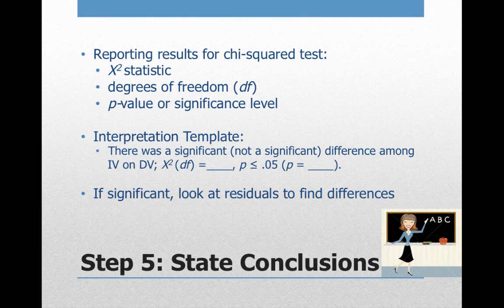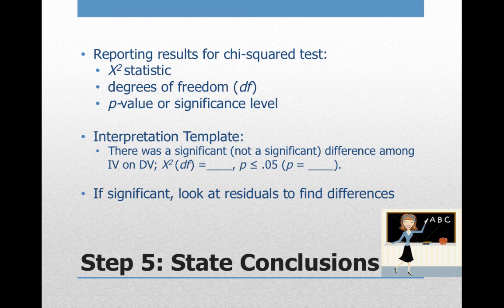So let's take a look at how we would end up stating our conclusions. Whenever we're reporting our results for a chi-square test, we're always reporting your chi-square test statistic, your degrees of freedom, and our p-value, if we know the p-value. Where do we get our p-value? If we do know it, from SPSS. Or if we don't know it, then we state our significance level: p is less than or equal to 0.05.